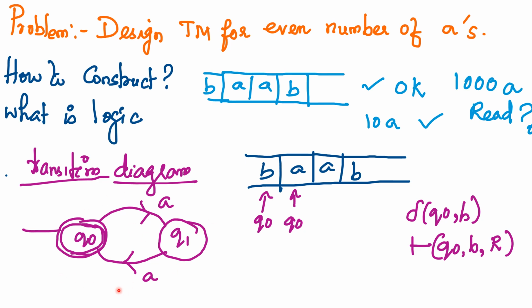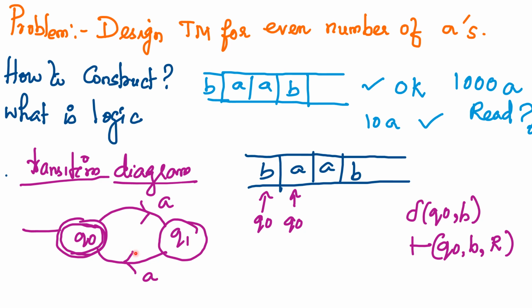First we have to think about how to make it as a transition diagram. You see here, we start with Q naught, read a, and come to Q1, and then again come back. So here you see 1 a, then 2 a's. Suppose 4 a's means 1, 2, 3, 4. 6 a's means 1, 2, 3, 4, 5, 6. So it will reach the final state. This is the simple logic behind this.